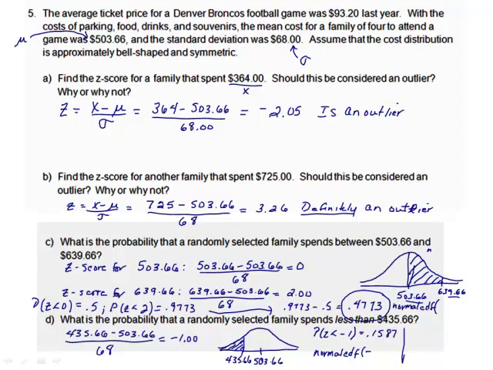And in part D here, we're going to put in a big negative value for our lower bound because our graph is going all the way out to the left, and then our value of 435.66, then our mean of 503.66, our standard deviation of 68. And we should get something very close to the 0.1587 that we got from the table.